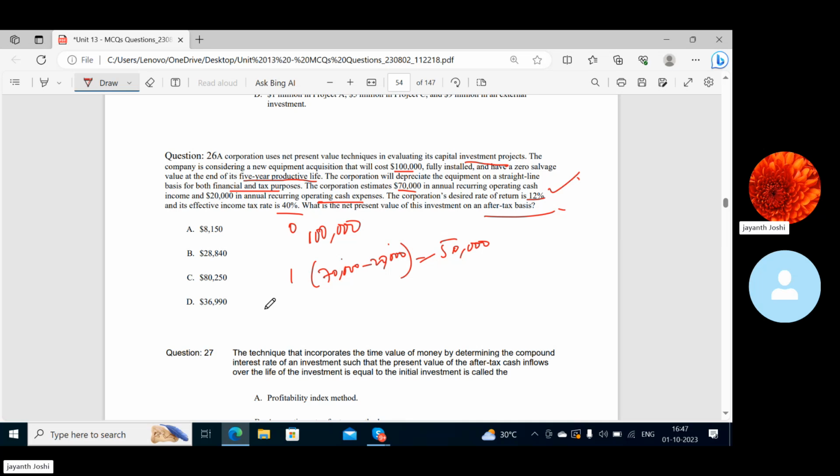But the problem here is they have given you 70,000 as cash income, and this is your expense. What about depreciation? How much is the depreciation? 20,000.